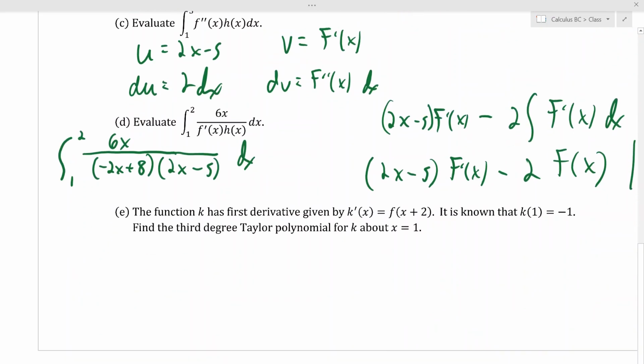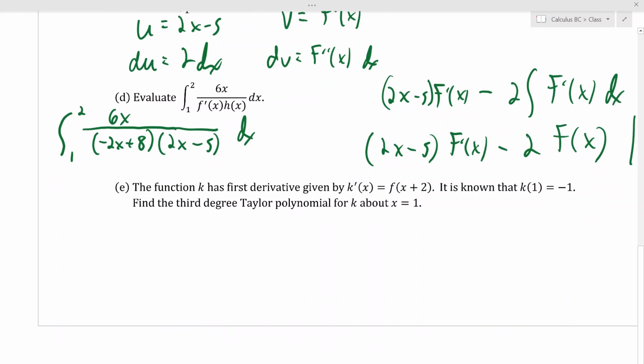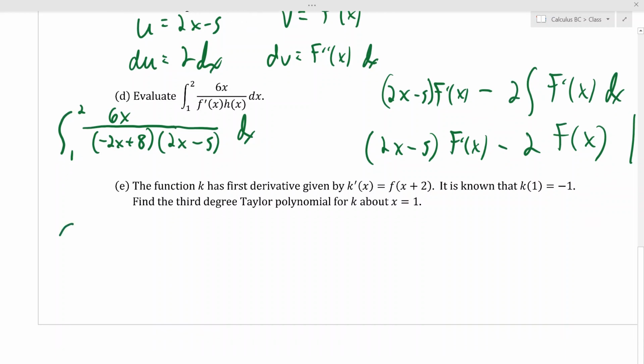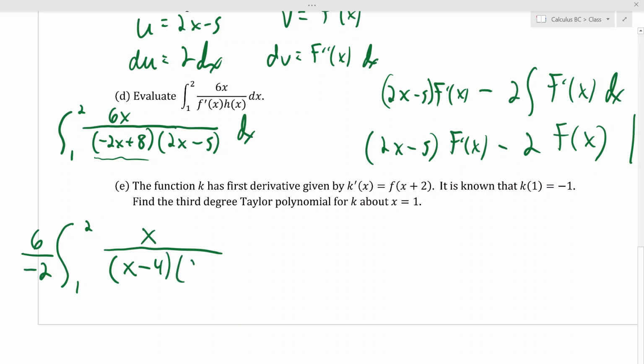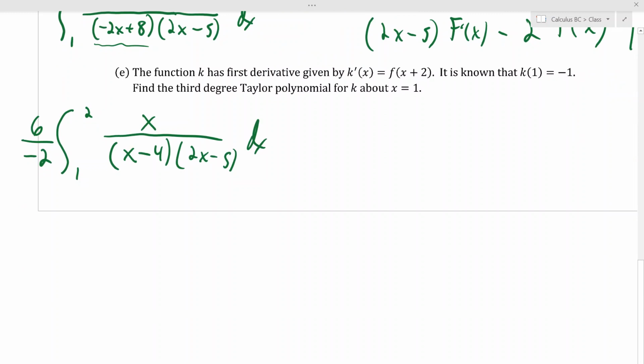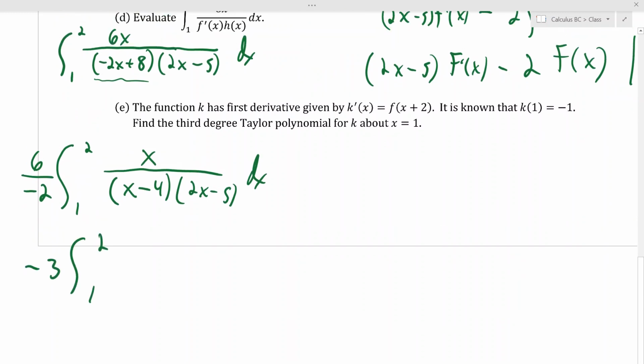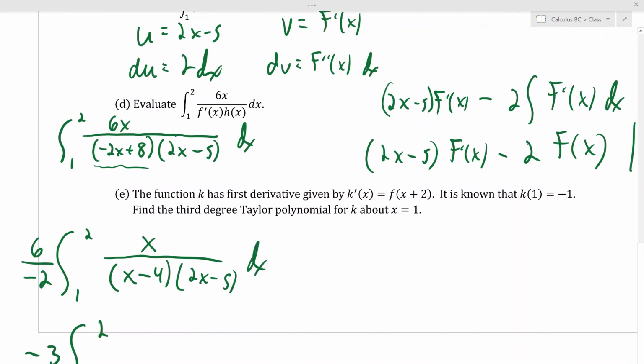The first thing I would do, to make this easier for myself, is pull a -2 out of this factor right here, and take that 6 out front. So up top, we just have x. Down the bottom, this is going to be an x minus 4, and this is going to be a 2x minus 5 dx. We've got to do partial fractions here. So this becomes -3 times the integral from 1 to 2. They want us to do the whole thing? Yes.